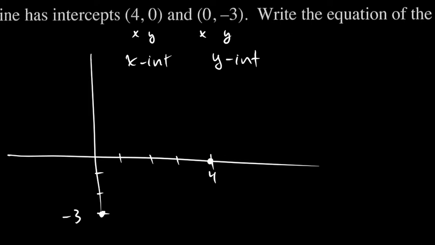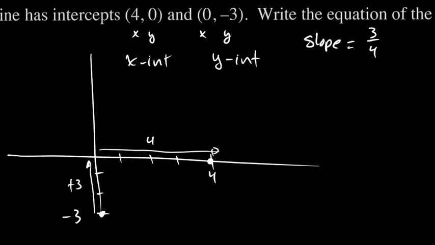And I also know, just from looking at these points, that the change in x and the change in y is pretty simple to figure out. My change in y, rather, is I go up 3 units, and my change in x then is I go over 4. So I can see my slope is going up 3 over 4. So I know my slope also is 3/4.